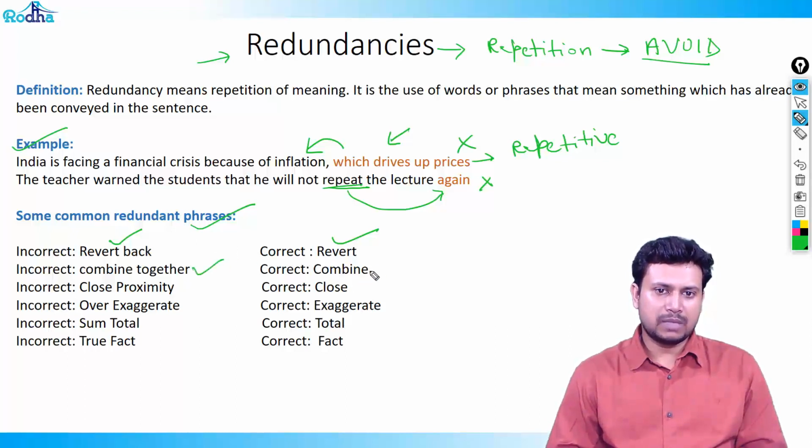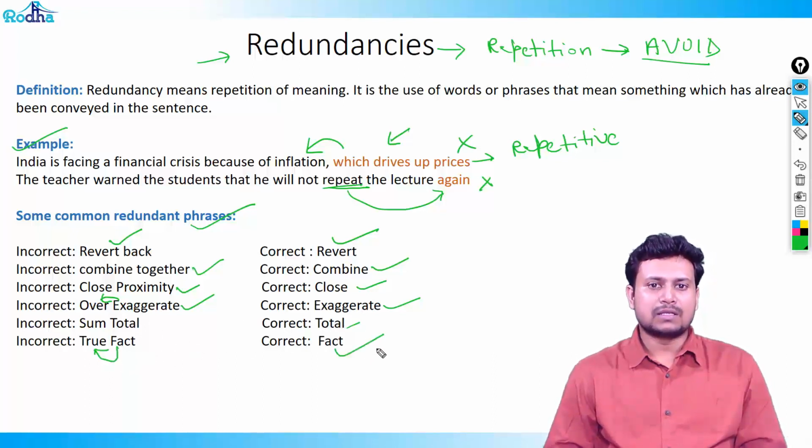Similarly, combine together means nothing but combine. Close proximity is nothing but close. Over exaggerate. So if you're exaggerating, you're already doing it over. So there is no point of writing it both. You just say exaggerate. Sum total is nothing but total. True fact. So fact has to be true. So fact is fact. You don't need to unnecessarily write an explanation to this. So the key takeaway from this topic is that please avoid repetition at every cost. Sentence correction does not like redundancies.